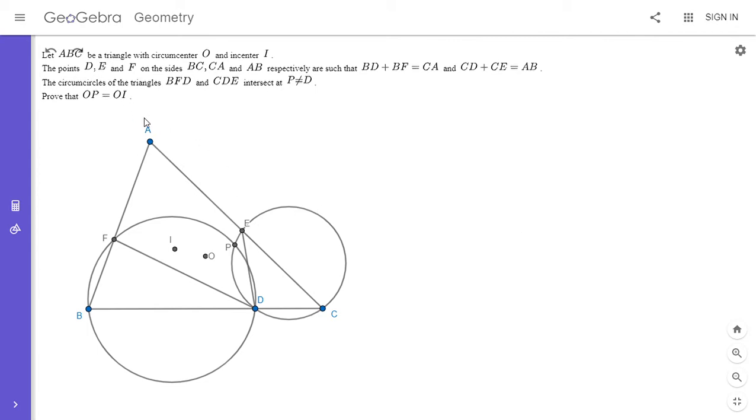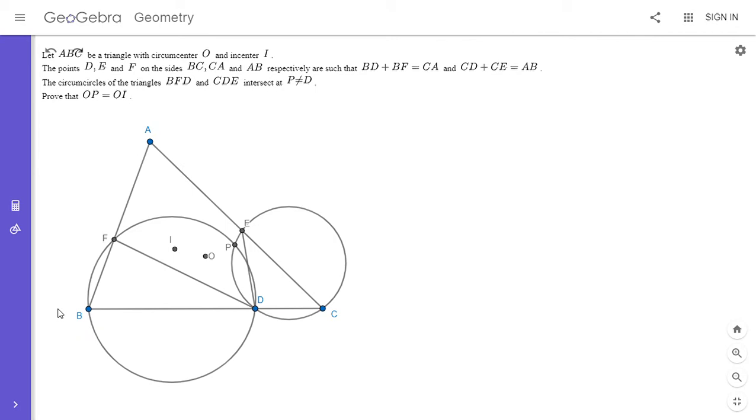So we have a triangle ABC with circumcenter O and incenter I. The points D, E, and F lie on the three sides of the triangle, BC, CA, and AB, so that BD plus BF is equal to CA, and CD plus CE is equal to AB. The circumcircles of BFD and CDE intersect at P, and we want to show that OP is equal to OI.